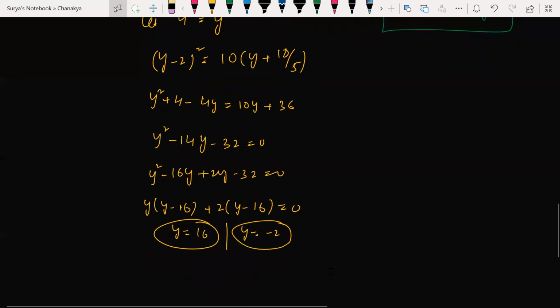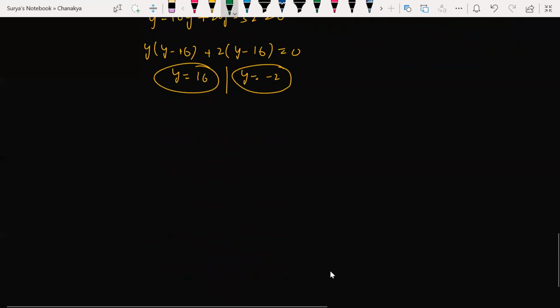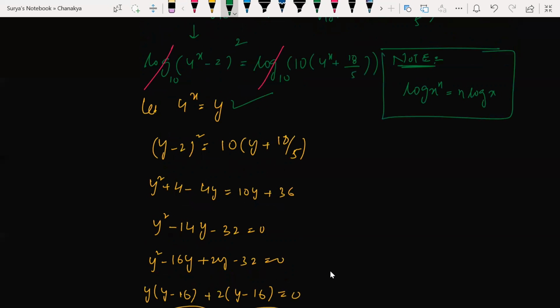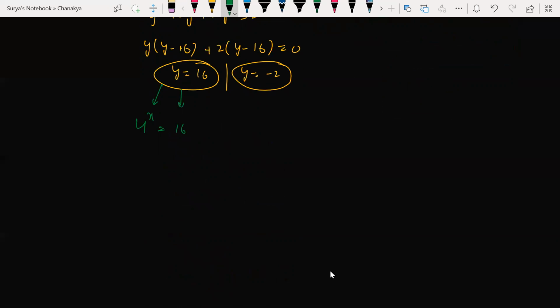If you take the y value, look at this, what happens? Y is equal to 4 to the power of x. That is what I took. Look at this here. So 4 to the power of x is equal to 16, which can be written as 4 squared. So the x value is 2 here, right?